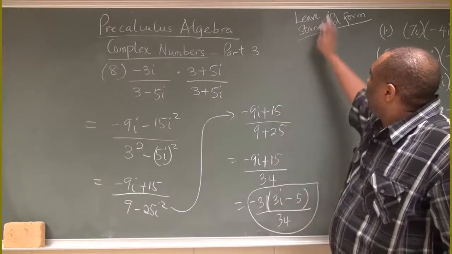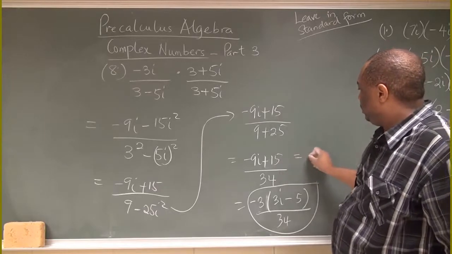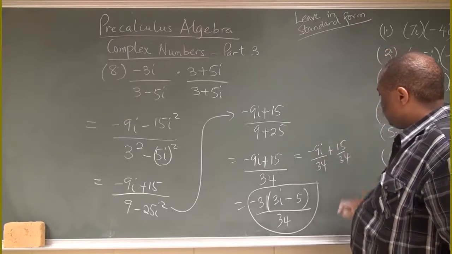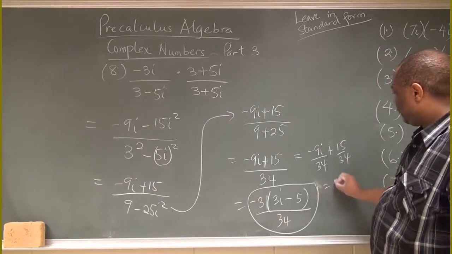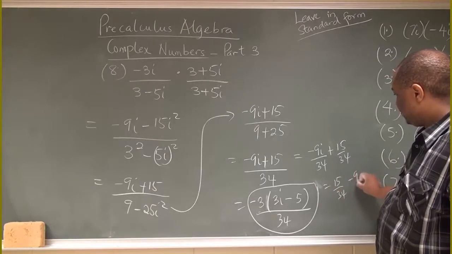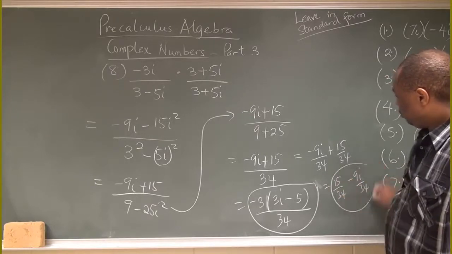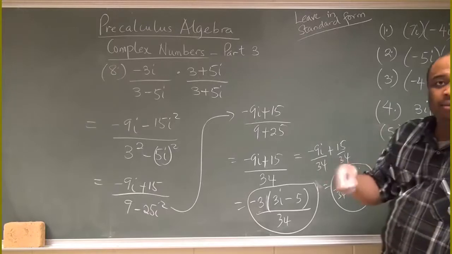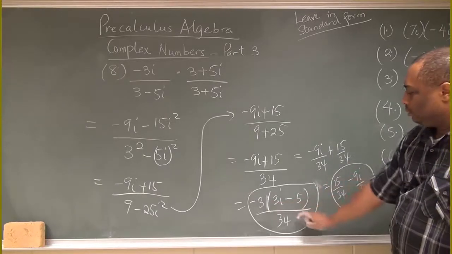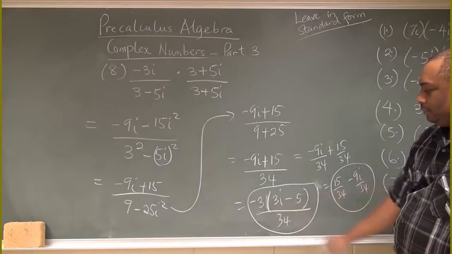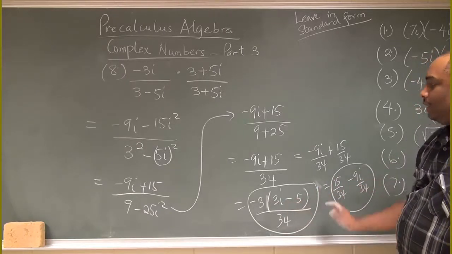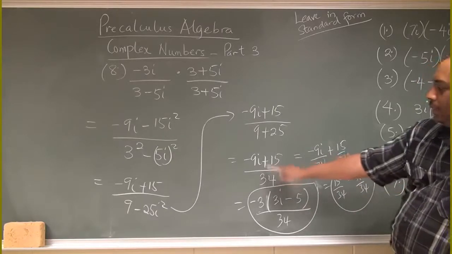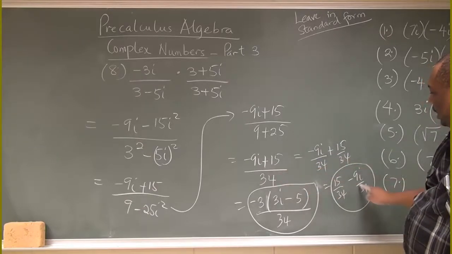When we have to leave it in standard form, then this will be negative 9i over 34 plus 15 over 34. And then this will now be 15 over 34 minus 9i over 34. So with the former one we did, number 7, you can now leave it in standard form. If you're asked to leave it in standard form, then you don't need to factor it out. You break it up in fractions and leave your answer like this.